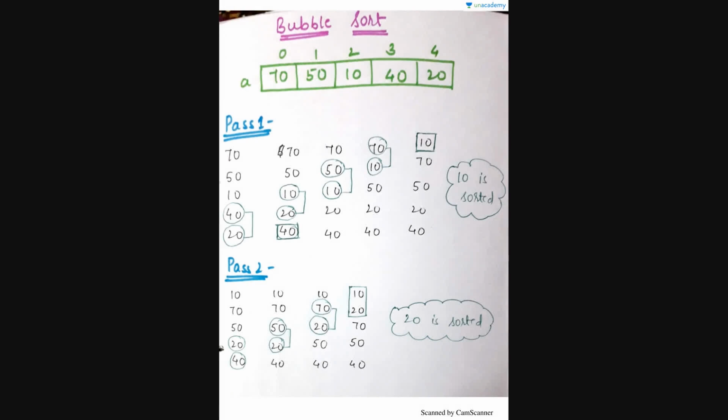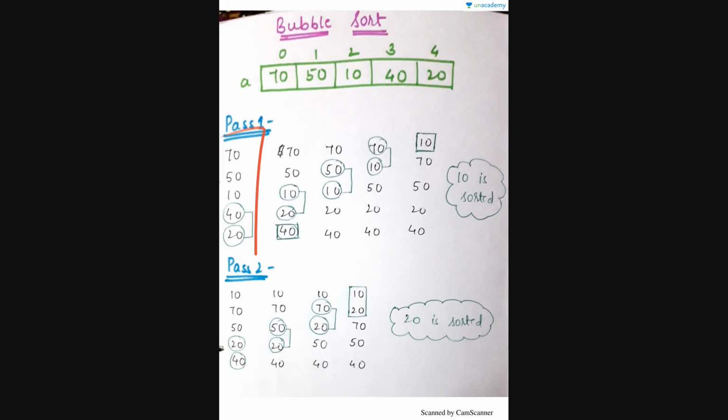So now here the numbers given are 70, 50, 10, 40, 20. What we have to do is, we have to take first pass 1. That is, all the elements 70, 50, 10, 40, 20 should be written in this form. And then we have to go bubble by bubble. Hence that is why we call it bubble sort.